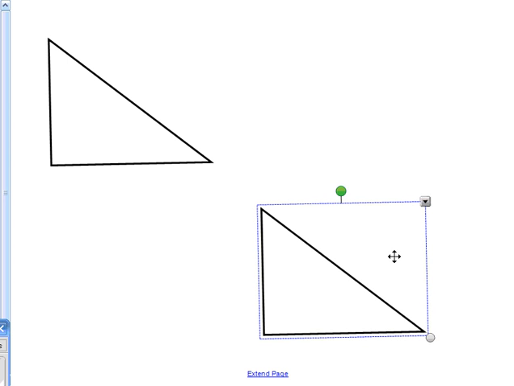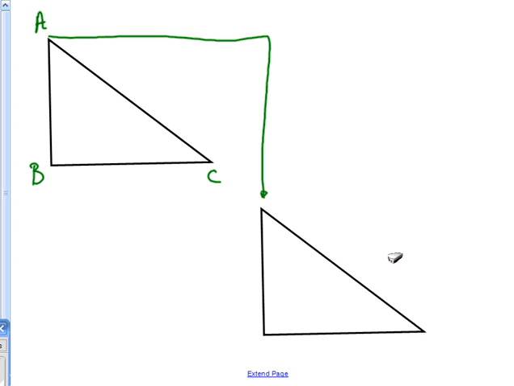We have now translated the triangle so many units to the right and so many units down. Not only did we do that to A, but we also did it to B, and we also did it to C. Each corresponding point moved in the same manner, to the right and down.